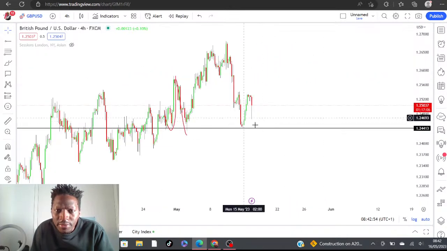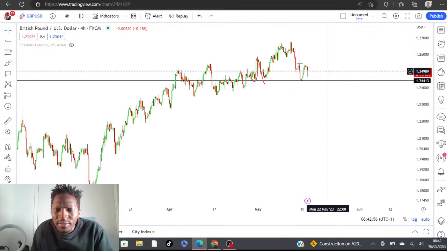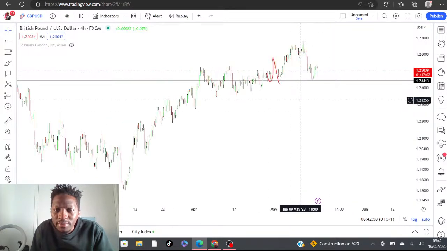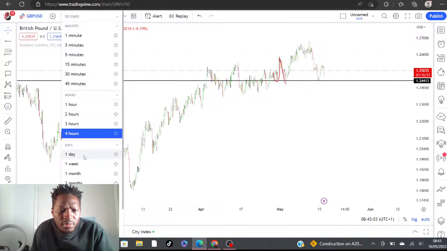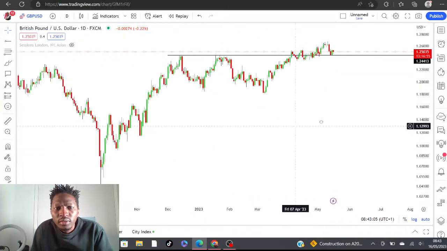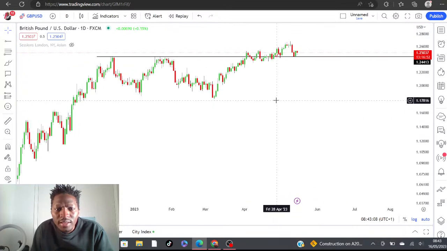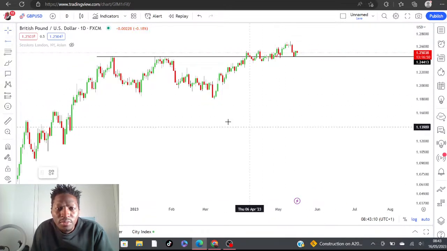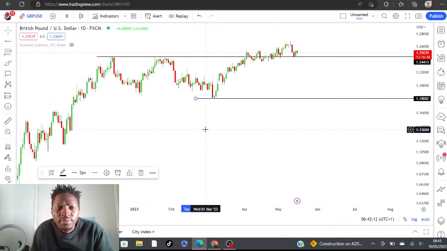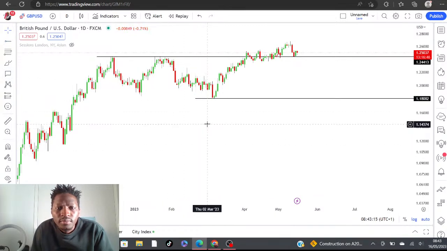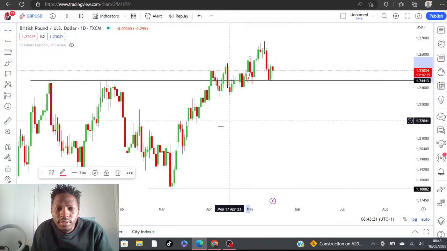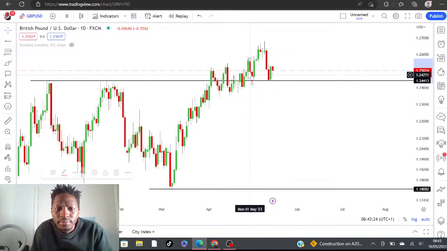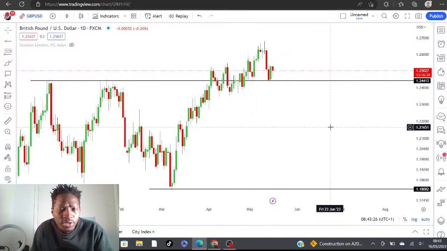Obviously, with the market retesting the structure, I wouldn't really advise anyone to trade this, simply because structurally speaking, I'm going to put this on a daily chart, maybe it's going to look better. Yeah, so structurally speaking, if you were to trade this, your stop loss will have to go below this structure level. That's where your stop loss will have to go.